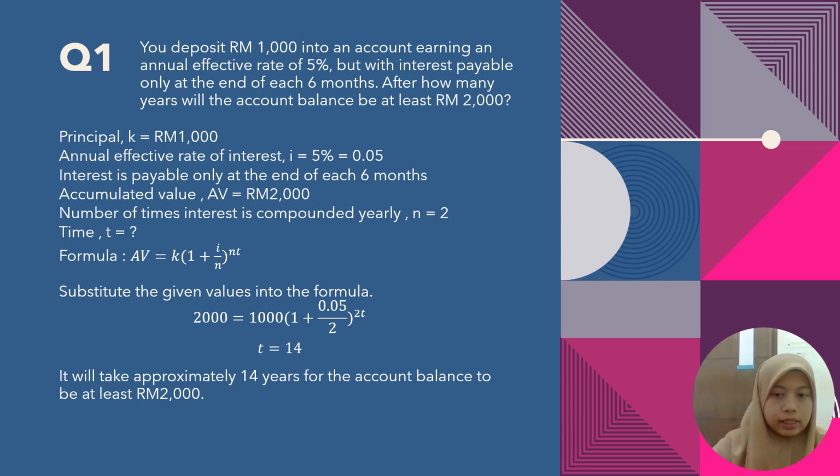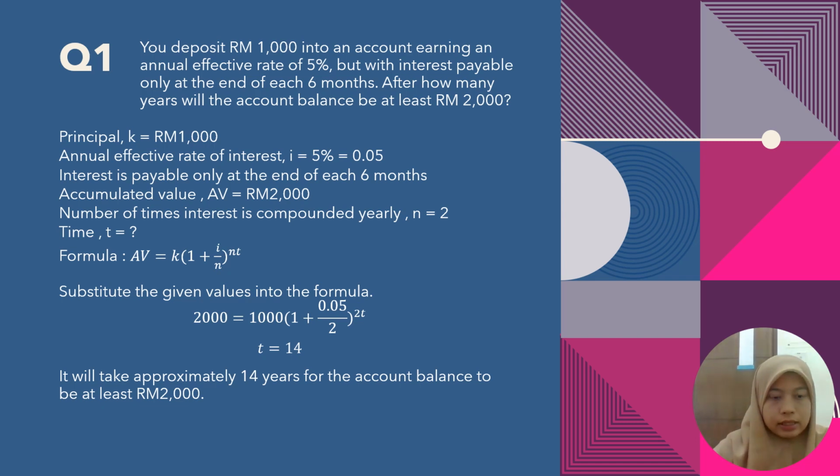From the given question, we get that the principal K is equal to 1000 ringgit, the annual effective rate of interest I is equal to 5%, which is 0.05. The interest is payable only at the end of each 6 months, meaning that the interest is paid 2 times in a year. The accumulated value AV equals 2000 ringgit. The number of times interest is compounded yearly, N, equals 2. The time is what we are looking for.